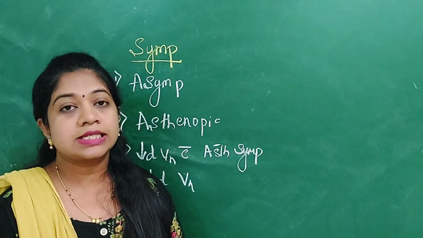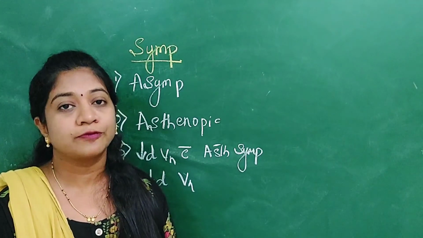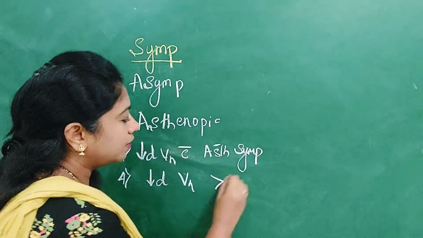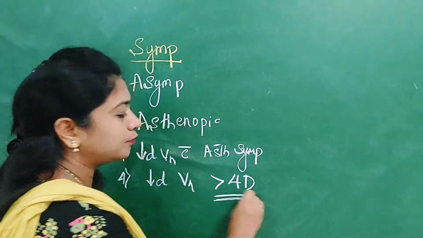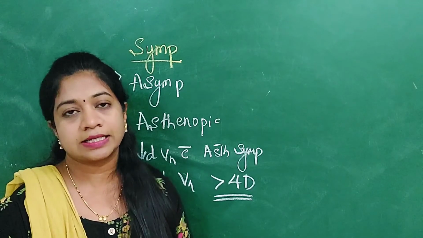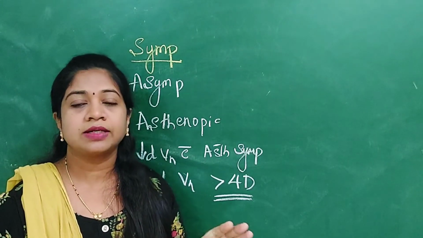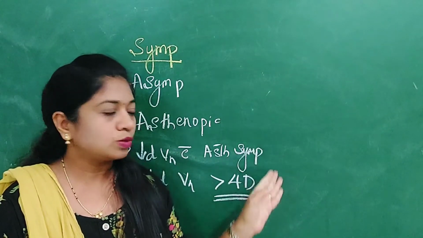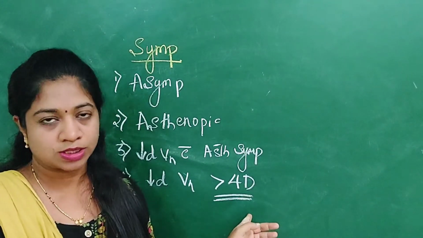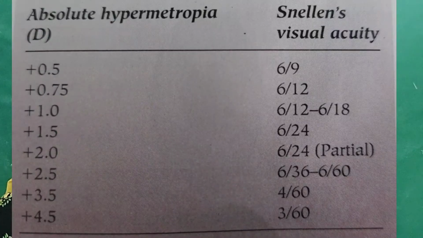Whenever the patient is having hypermetropia of more than 4 diopters, the patient can't exert the accommodation. So we just leave that process of accommodation. So there are no asthenopic symptoms, but the vision is grossly decreased. With what degree of hypermetropia, how much the vision is decreased is shown in the table now.